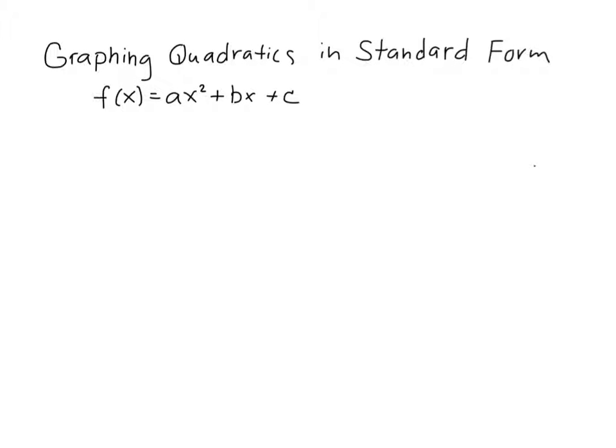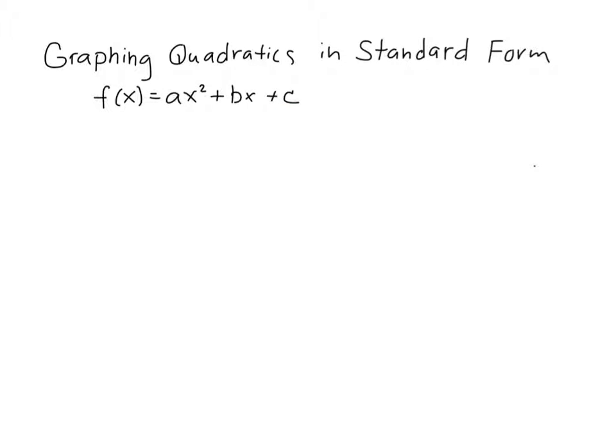In this video, we're going to learn how to graph quadratics in standard form. Standard form for a quadratic function looks like this: f of x, or y, equals ax squared plus bx plus c, where a is the coefficient of the x squared term, b is the coefficient of the x term, and c is the constant.